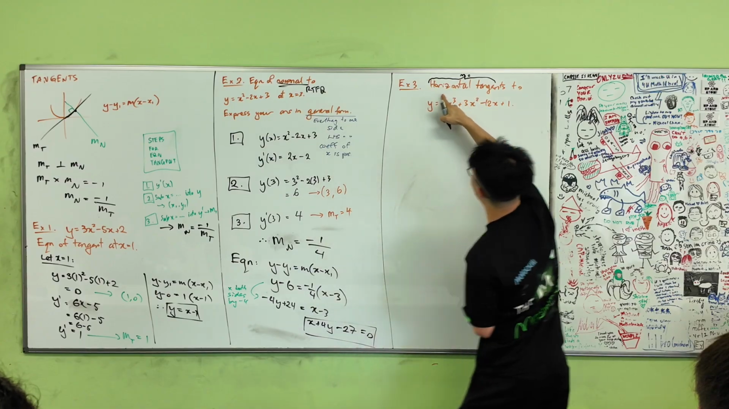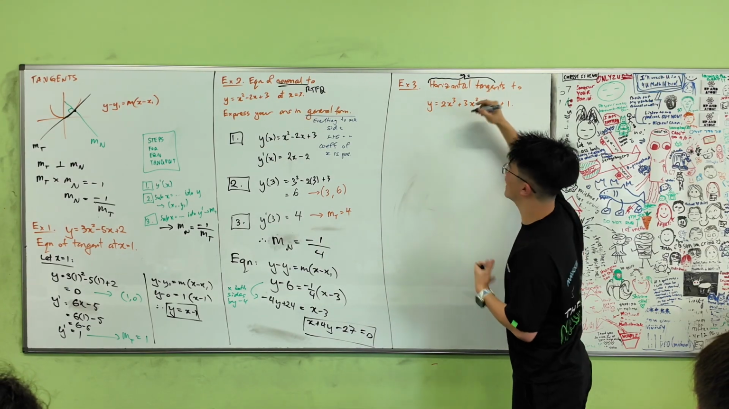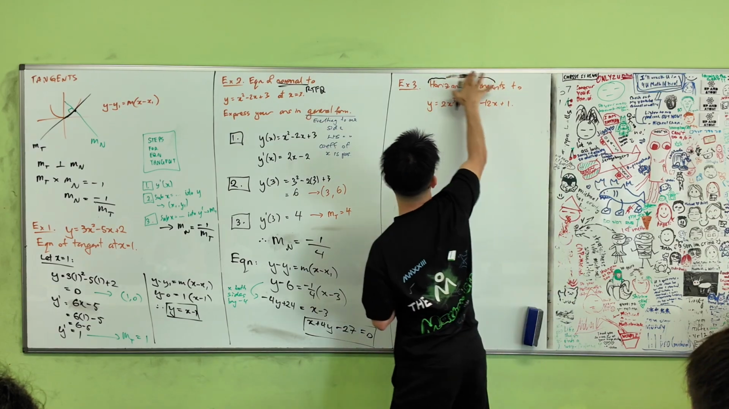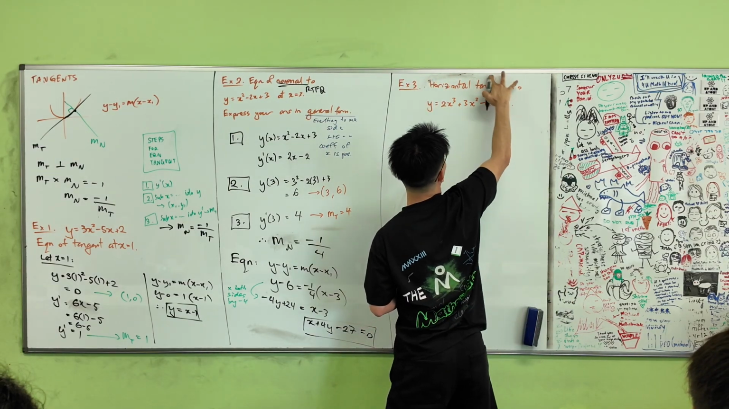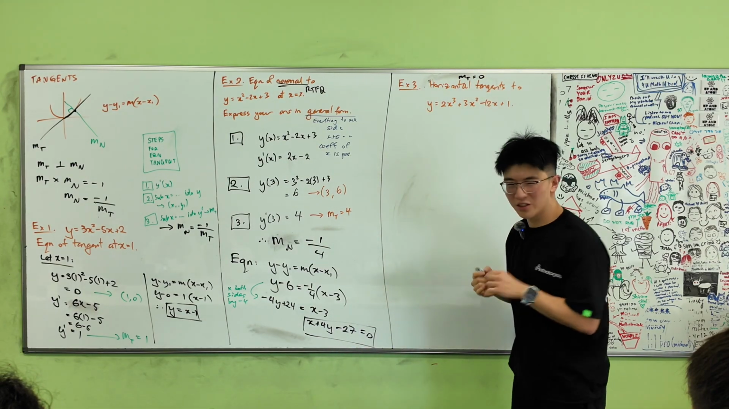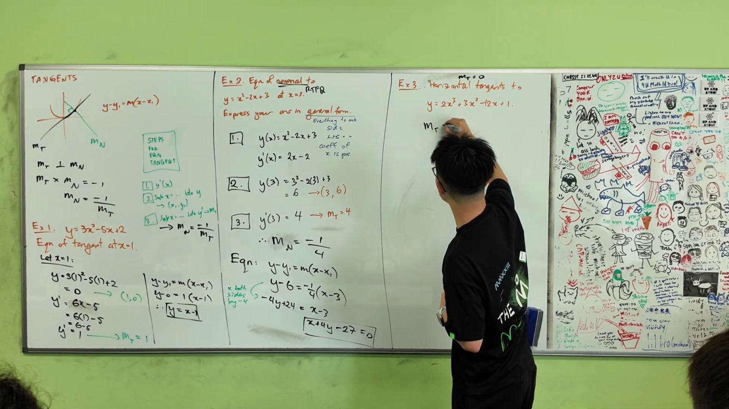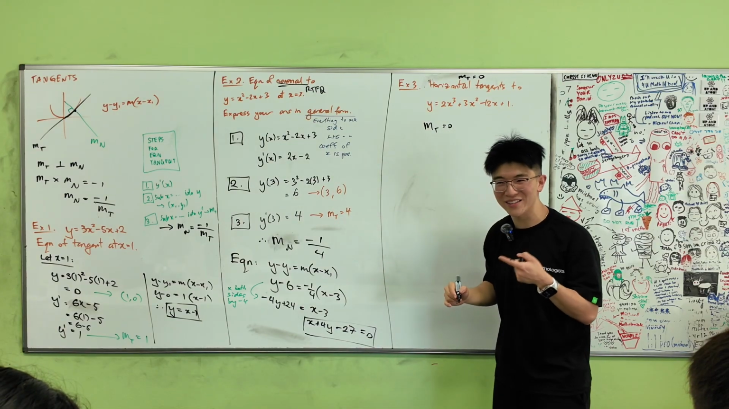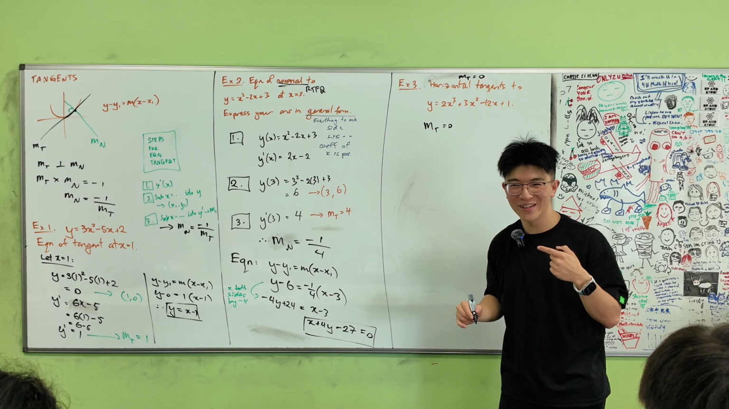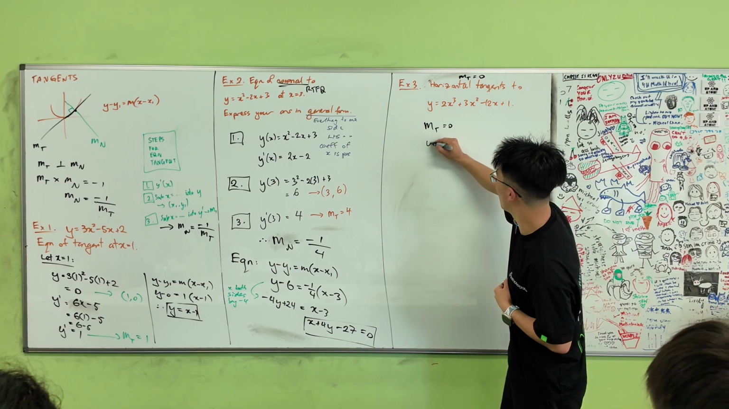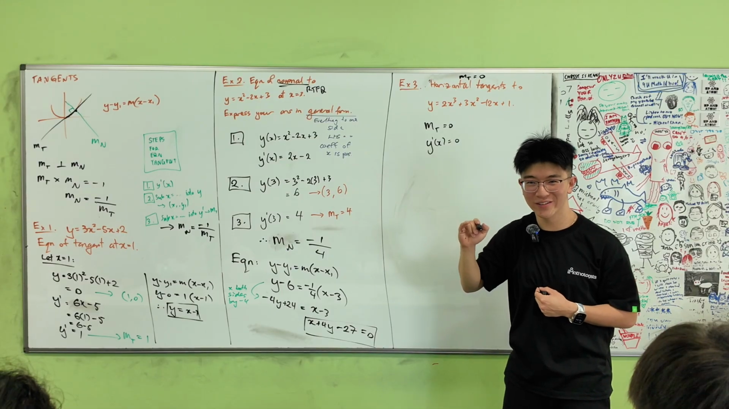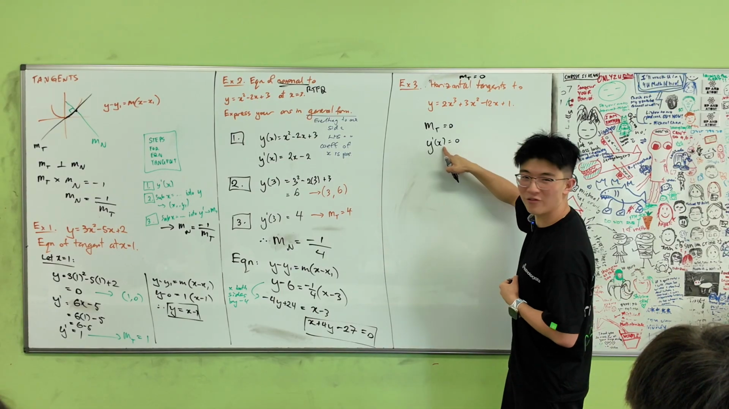All right, so whenever you see horizontal tangent, please translate that to the gradient of the tangent, mt, equals 0, okay? So let's write that down first. If the gradient of the tangent is 0, then what I need is the thing that gives me the gradient of the tangent. Remember, that is just a derivative function, the gradient function. So y dash of x is what I want to equal 0. Fair enough? Now we just need to find y dash.